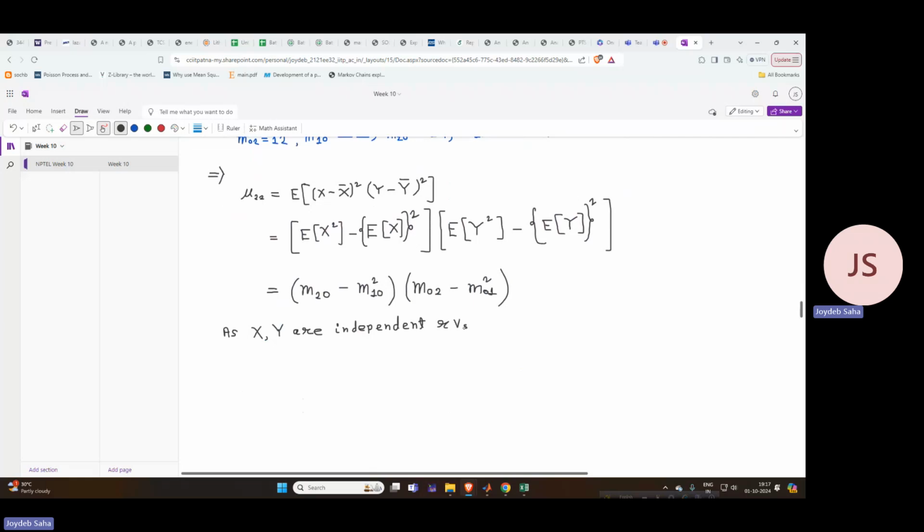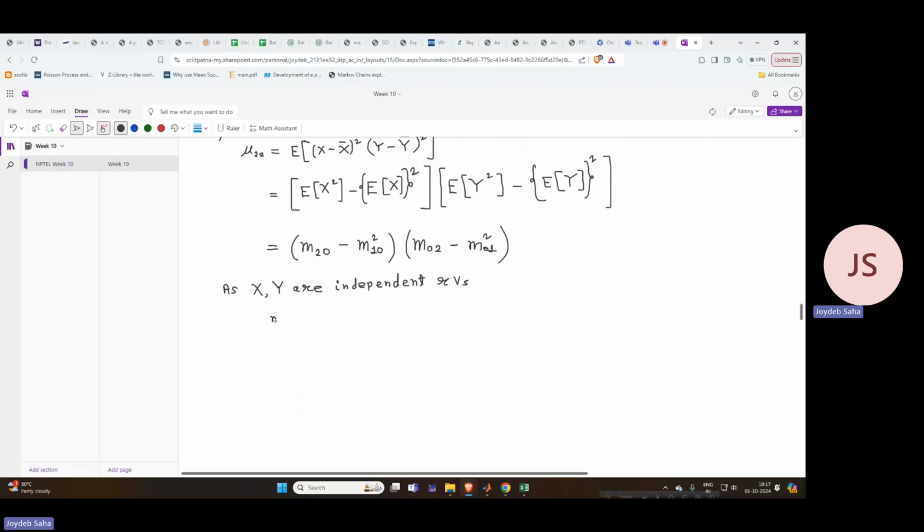X and Y are independent random variables, right? So m11 is equal to m10 multiplied with m01.